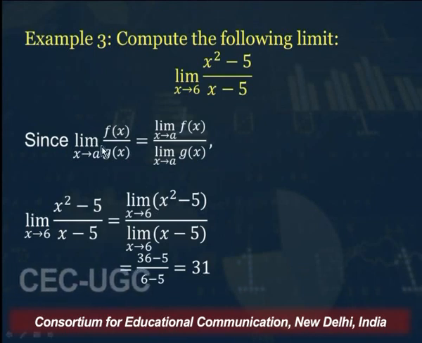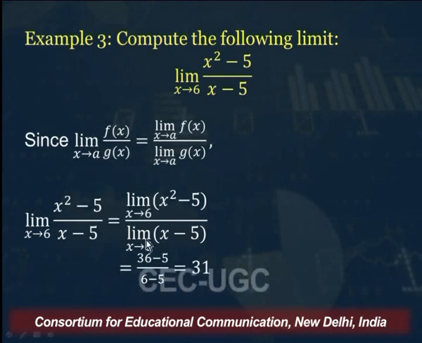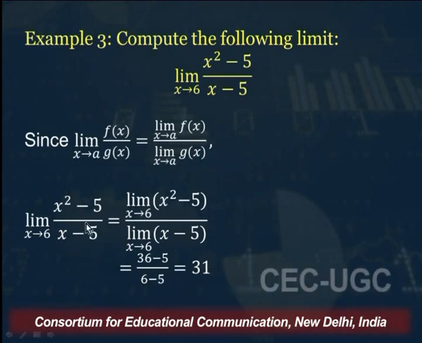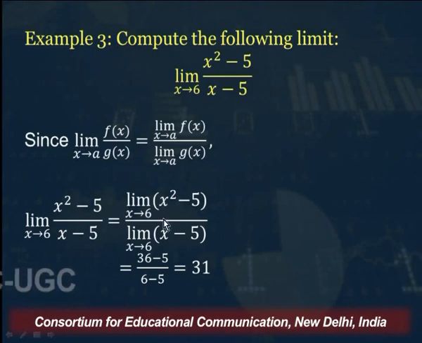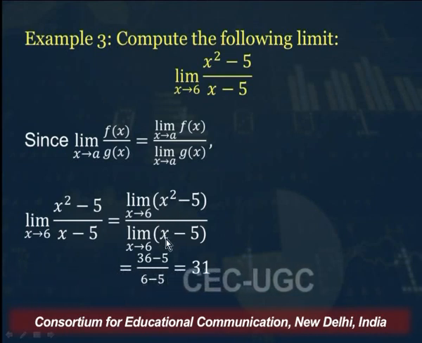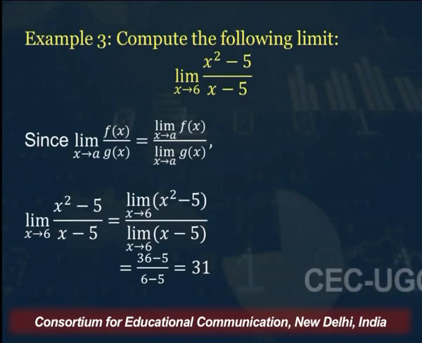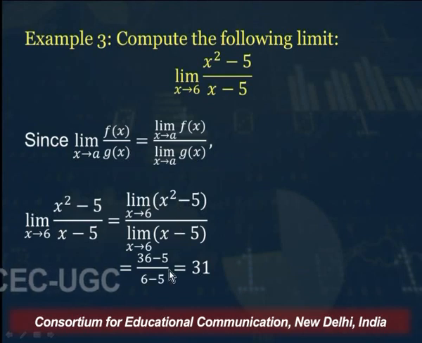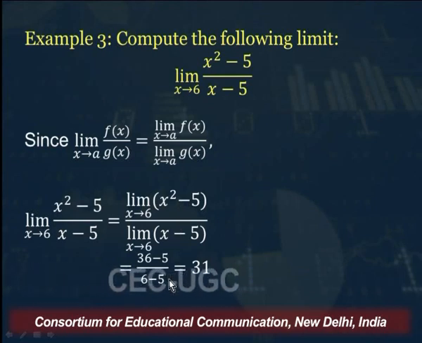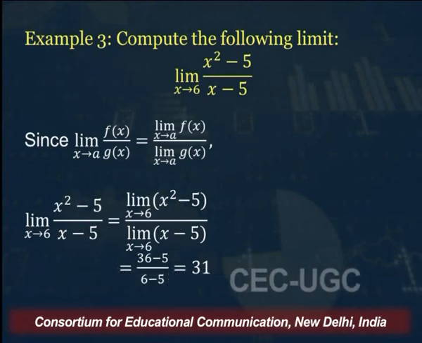We can easily apply this rule from our toolkit, and the limit of x squared minus 5 divided by x minus 5 is nothing but the limit of x squared minus 5 as x tends to 6 divided by the limit of x minus 5 as x tends to 6, and that is 36 minus 5. So x squared is 36, minus 5, which is 31. The denominator here is 1. So our answer here is 31.